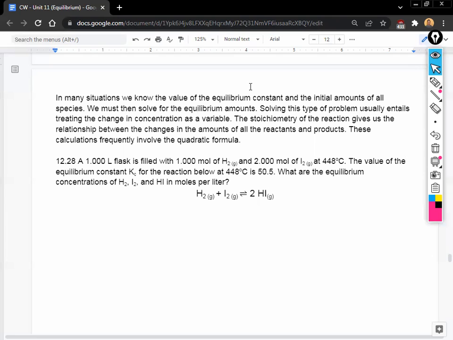So basically, this is telling us that when we do ice tables, make sure that you keep track of the coefficients. If it's a change of 2 moles, you have to do minus 2x or plus 2x. If it's 1 mole, we do plus or minus just 1. So just make sure you're careful with that. When you do change, you have to keep in mind the coefficients. That's all it's saying. It's a long way of saying that. Look at the stoichiometry.